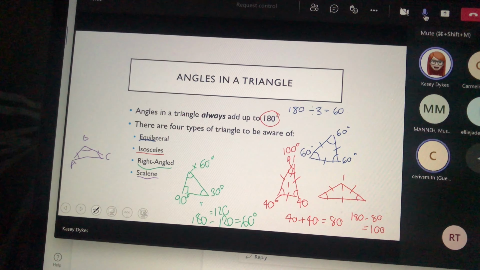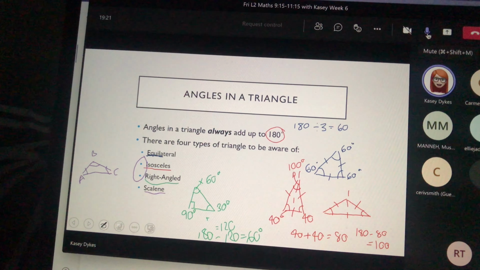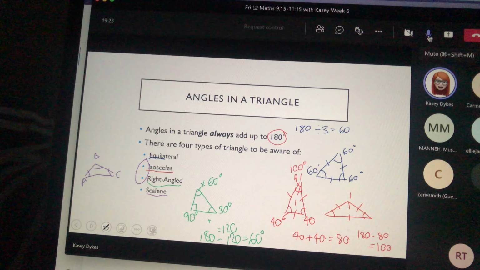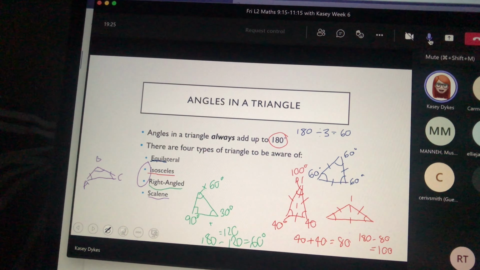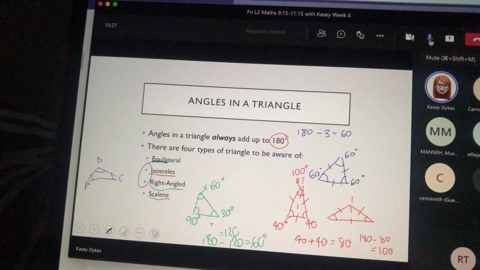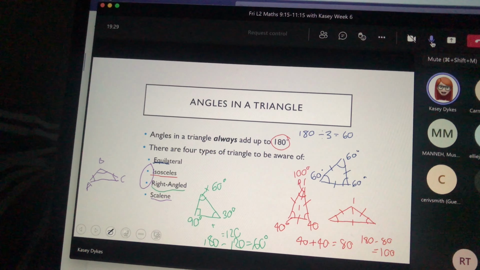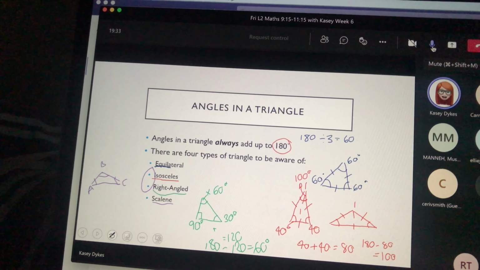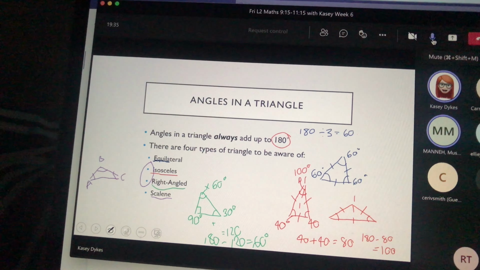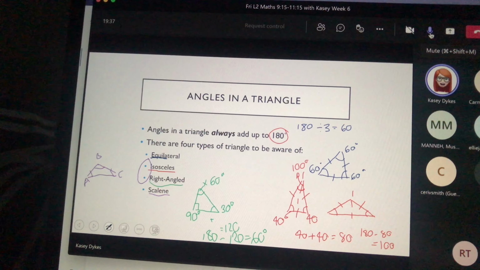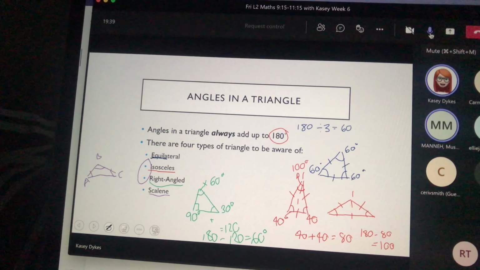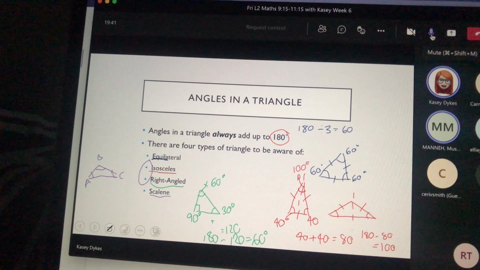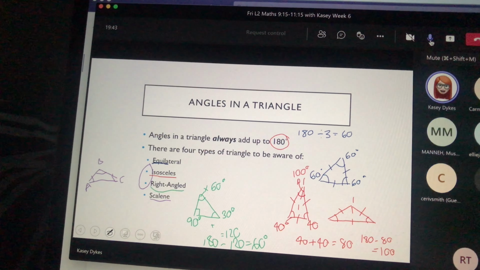So as I say, the ones that come up most often are usually the isosceles and the right angle triangle, because they can give you two of those or one of those, and you have to work out the missing angle based on your knowledge of triangles. Okay, they're the most common ones. Sorry? I said they're the most common ones in exams, is it? They're the most common ones, yeah.